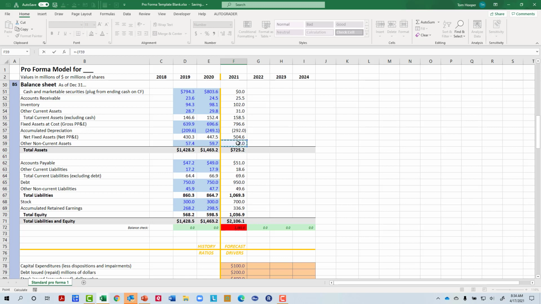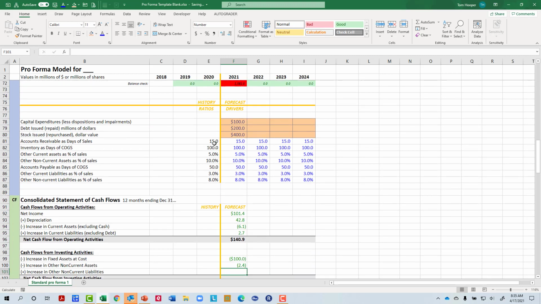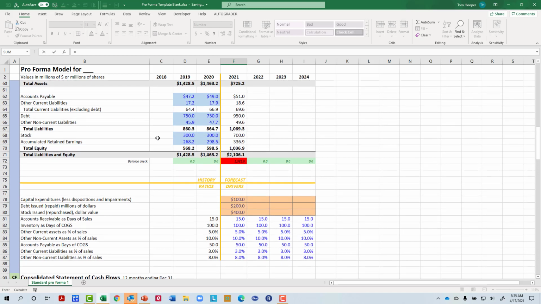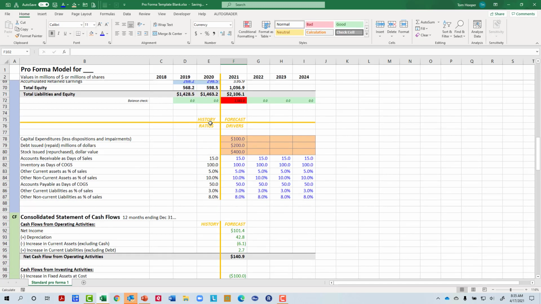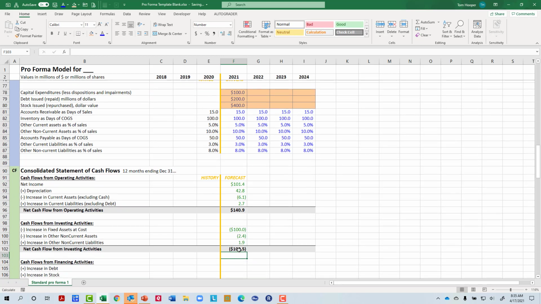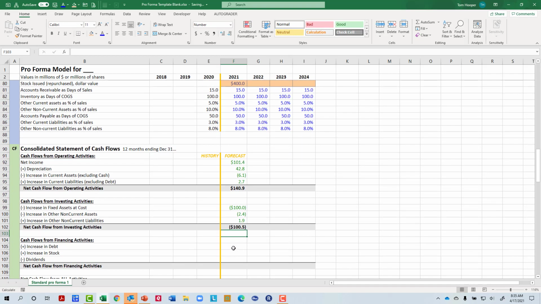So other non-current assets, again, shows up as a negative if it were an increase. And similarly, if it were on the other side of the balance sheet, over here in other non-current liabilities, it will show up as a source of cash if it were an increase. And so add those together, and we get 100.5 from our investing activities.